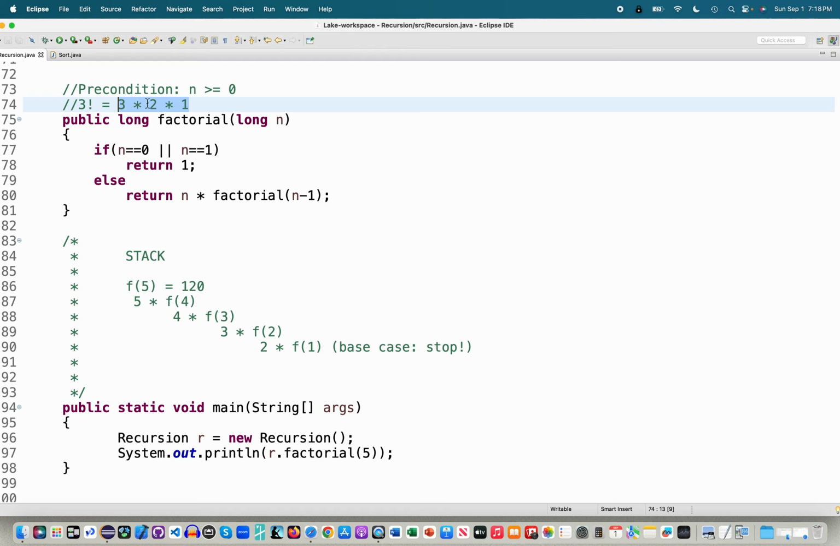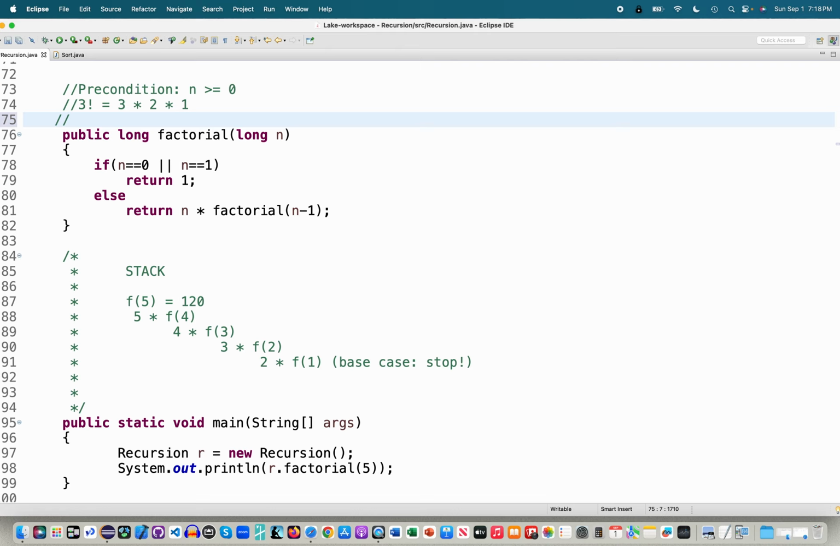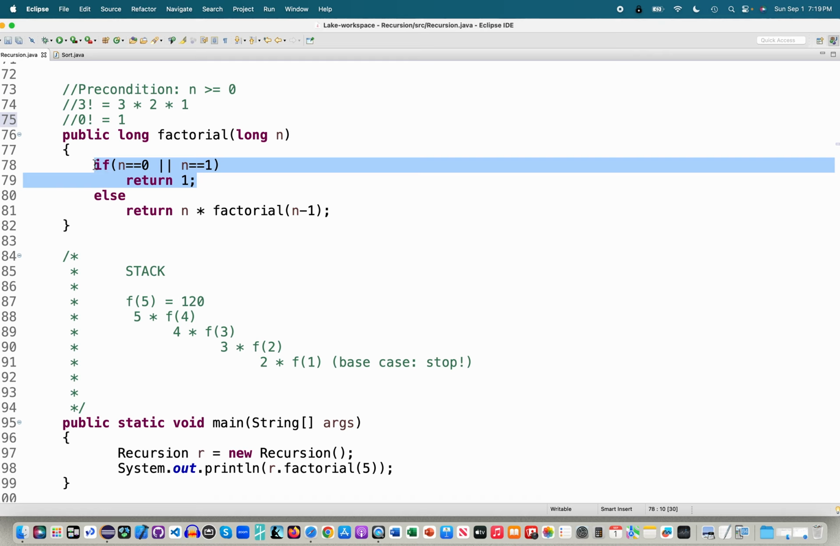So it should be a positive number. That's why we have the precondition here saying n is positive. Well, 0 or more. We could also use 0. And strangely enough, in math, 0 factorial is 1. There's a proof for that. That's beyond what we're doing, but 0 factorial is 1. So 1 factorial is also 1. So those are going to be our base case.